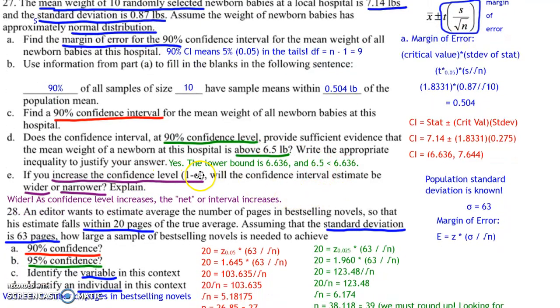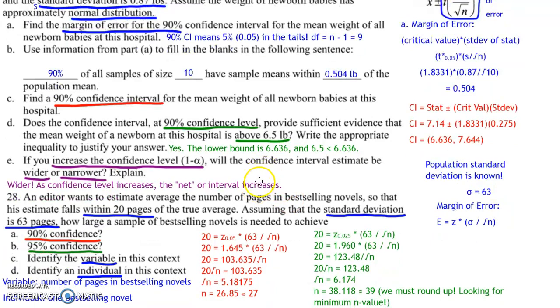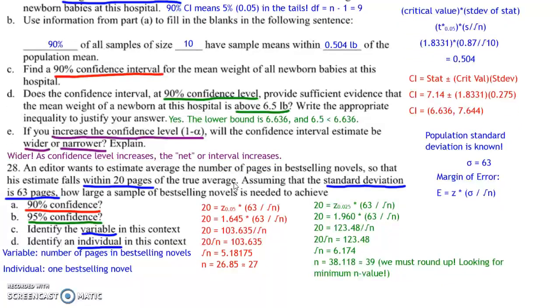If we increase confidence level, anytime you increase confidence level, the interval increases. If I want to be more confident, I make a bigger interval. I'm 50% confident that you all have a grade that's between A and C. I'm 100% confident that you all have a grade between A and F.